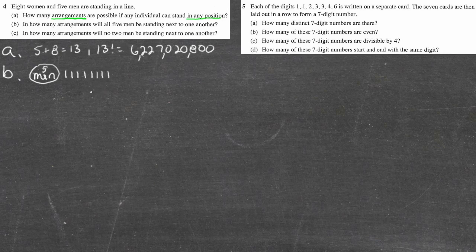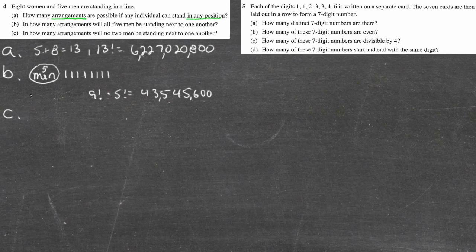So that's going to be 9 factorial. But the thing is, the 5 men, they can stand in different positions. So that means that we have to multiply that times 5 factorial for the different ways they can be arranged. And then you get that together and you get this.